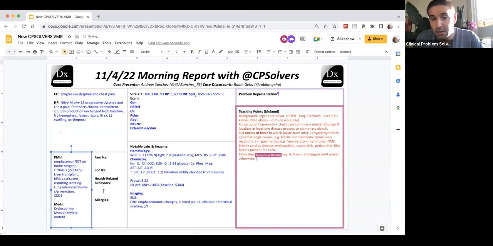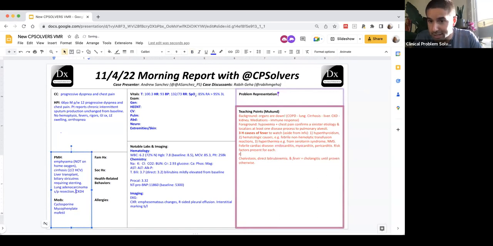Fever plus new heart failure also should make you check a TSH to make sure you're not dealing with a manifestation of thyroid storm. Easily ruled out. So that's where I'm at, Andrew. I think I'd be really curious to see.